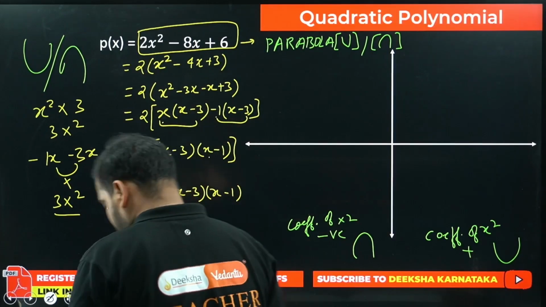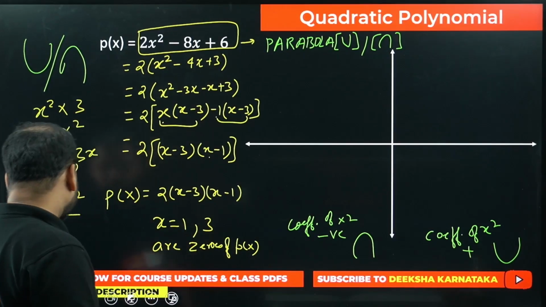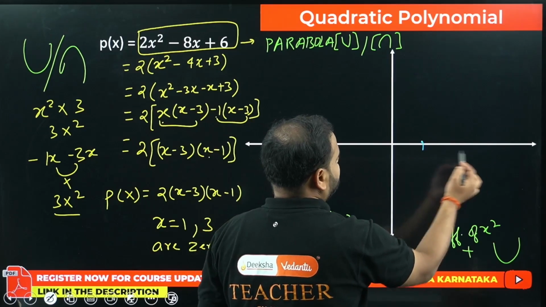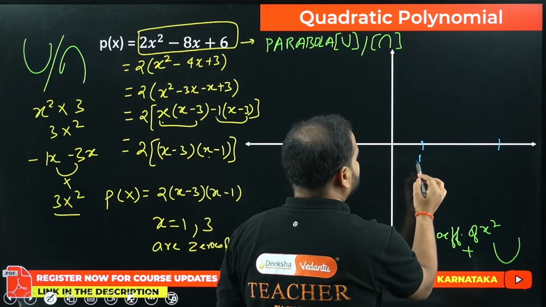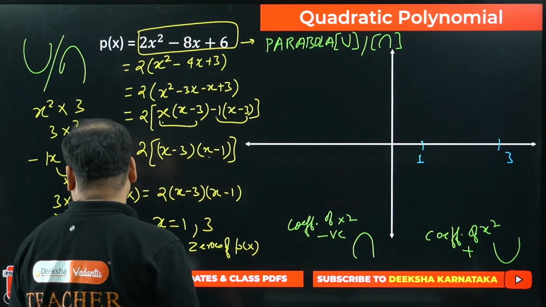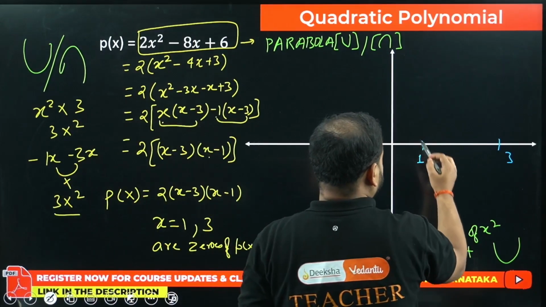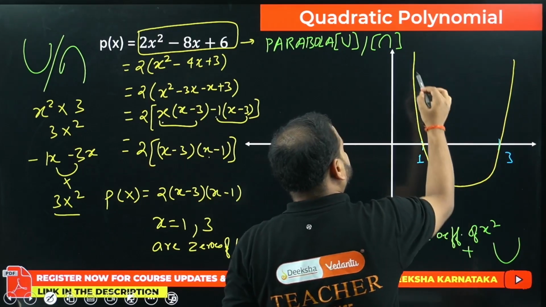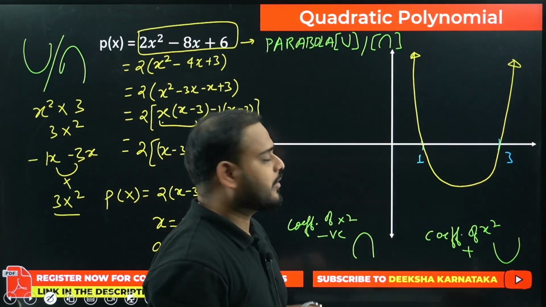Now what are the 0 points? Let's mark that on the curve. I have 1 and 3. So I can simply take x equals 1 here, and this is my point 1 and this is my point 3. The parabola will look like this. It will all go to infinity, both will go to infinity. This is the U curve.